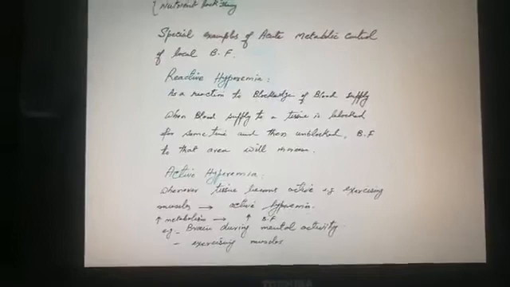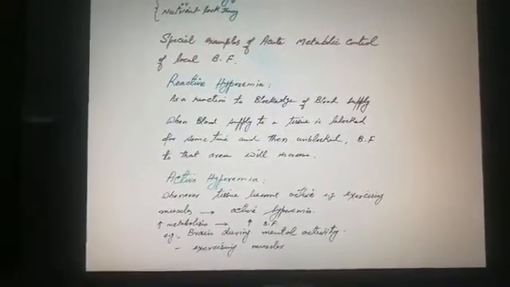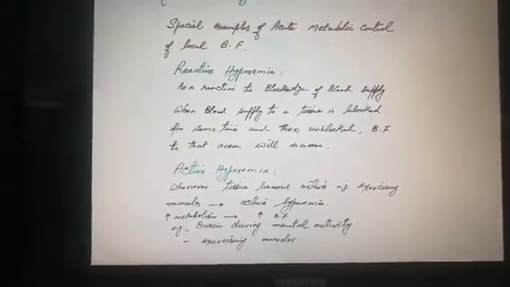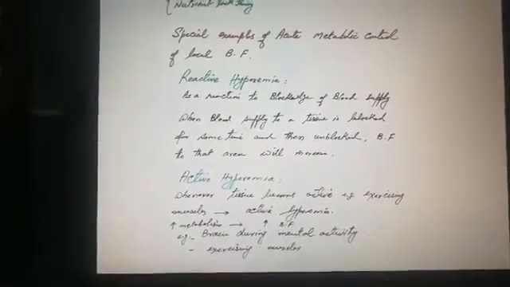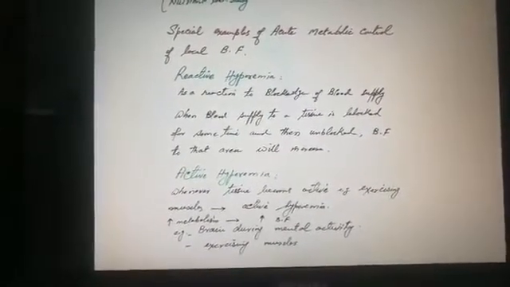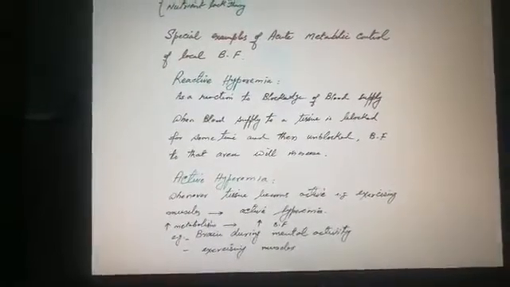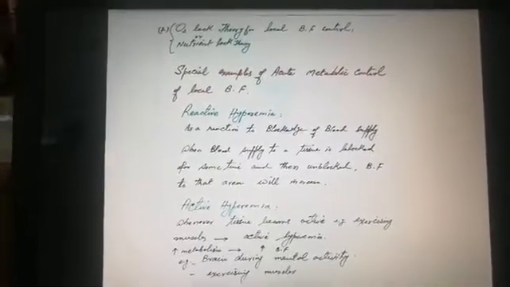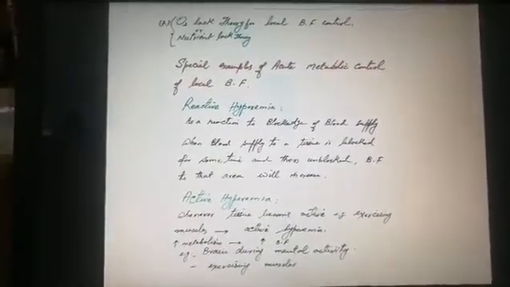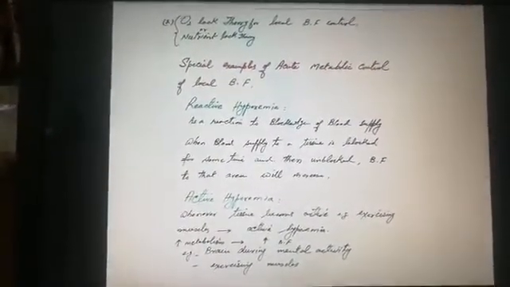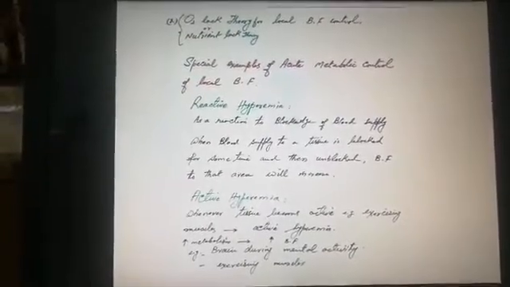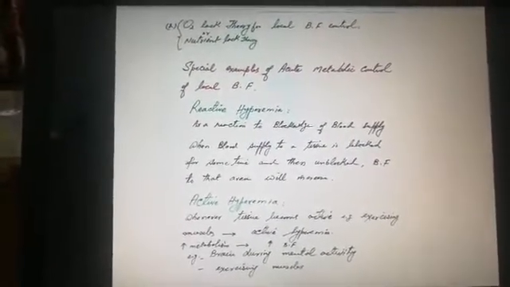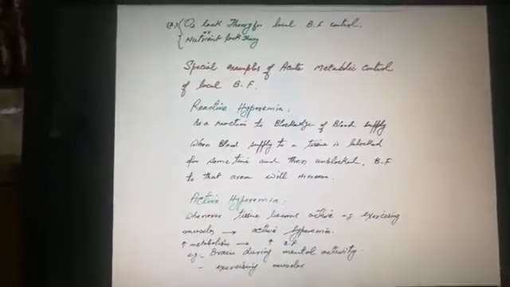For example, the brain during mental activity or exercising muscles need more blood flow because more metabolism occurs, and there is more need of oxygen and more need of nutrients there. So active hyperemia means when the tissue is in an active state, there is more metabolism, there is more blood flow.